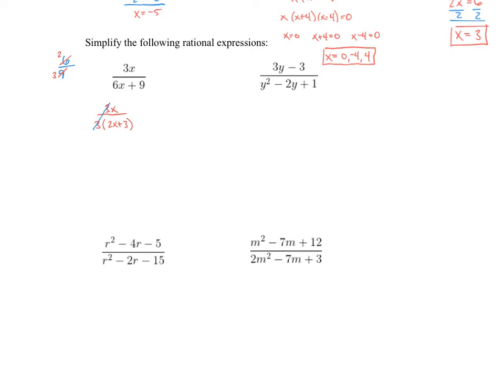I'm going to cancel those 3's because 3 divided by 3 is 1. And that's going to leave me with x over 2x plus 3. And now that is completely simplified.